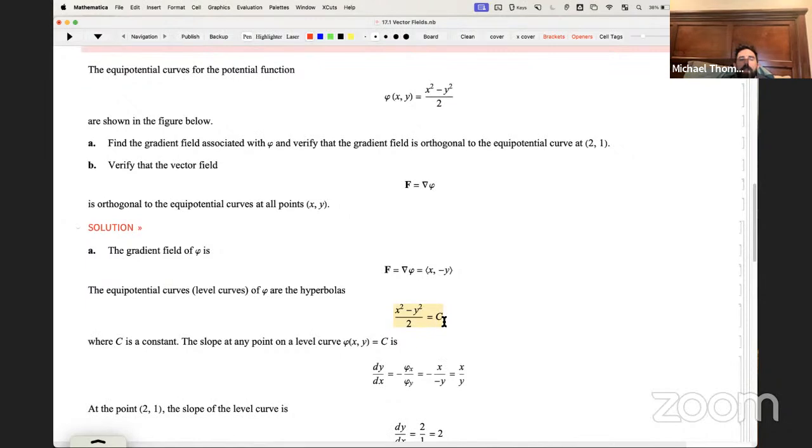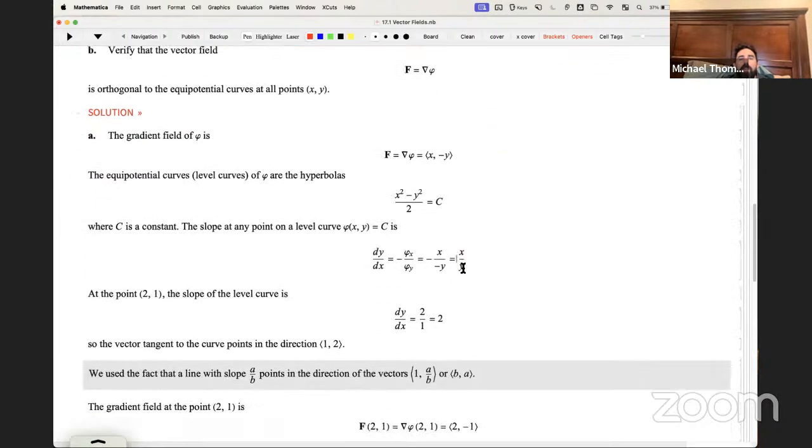And let's see, the slope at any point on the level curve. So let's say we wanted to find the slope at any point on this level curve. We could just use that rule for finding slopes that we learned in chapter 15, I believe, where it's negative phi x over phi y. We could find phi x and phi y and plug those in, and this would be the slope at any point on the level curve C. Now, we're asked to find the gradient field associated with phi, which we did, and verify that the gradient field is orthogonal to the equipotential curve at (2, 1).